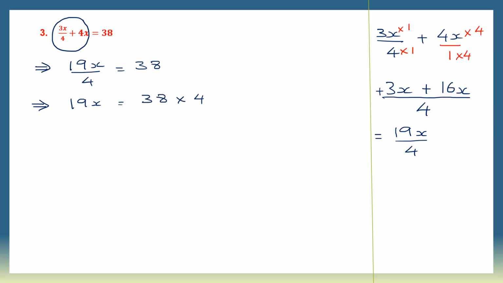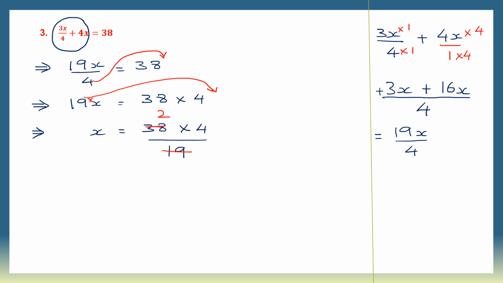So how did we get that? We transposed 4 to the right hand side. Because it's division here, it's become multiplication there. Now to find the value of x, we say 38 into 4. Now this is going to be divided by 19 because 19 here is multiplication and we are transposing it to the right hand side. It becomes division. Now we can cancel. I can cancel 19 and 38. 19 twos are 38. Now let's multiply. 2 fours are 8. So we have found the value of x. X is equal to 8. So this is our answer.